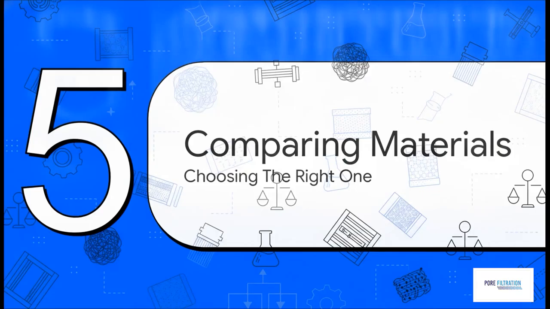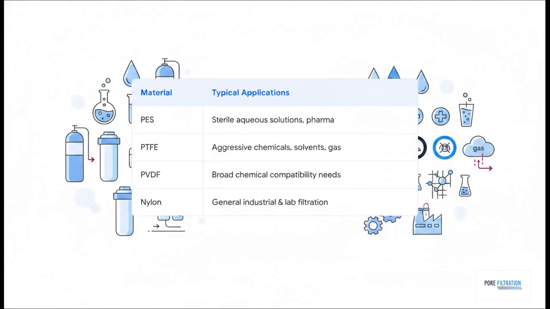Okay, let's pivot to Section 5, Comparing Membrane Materials. When you're weighing your procurement options, you've really got to match the material to your exact conditions. For instance, PTFE is your absolute heavyweight for aggressive chemicals, strong acids, or gases. PVDF is great for handling broad chemical compatibility needs. But for sterile, aqueous solutions, beverages, and purified water, PES is hands down your optimal choice. If you're dealing with water-based liquids, PES is exactly where you want to be.